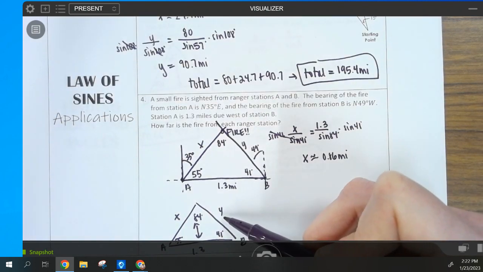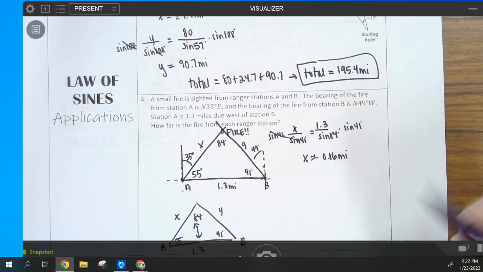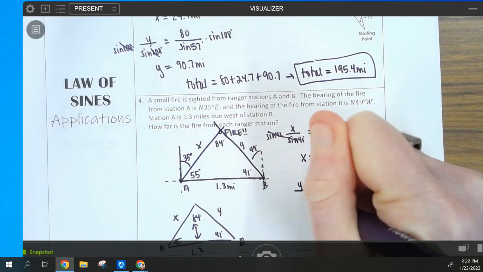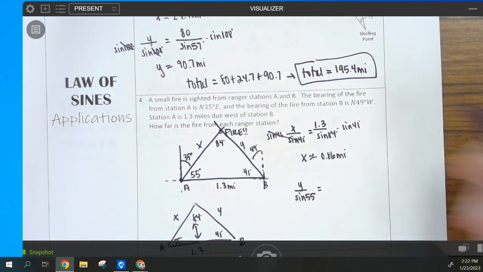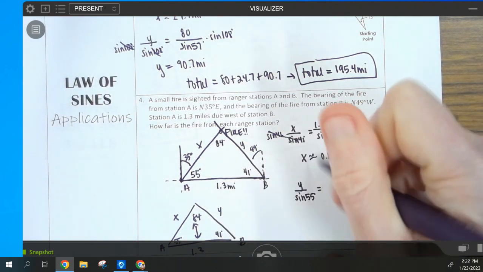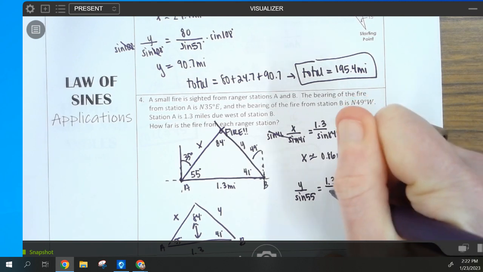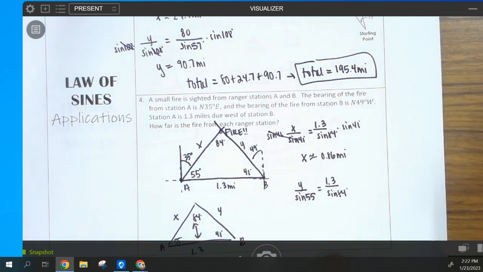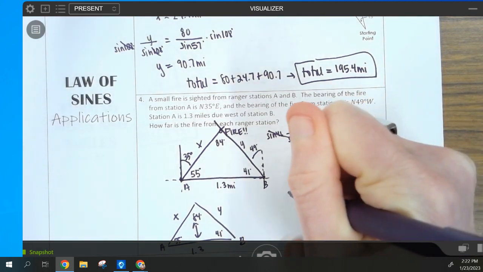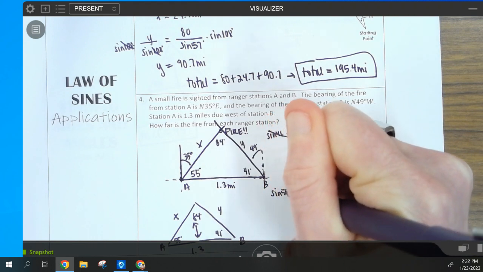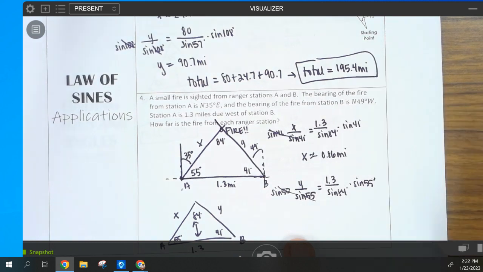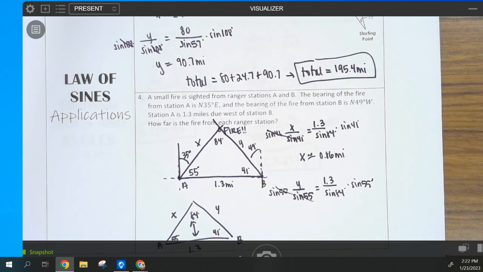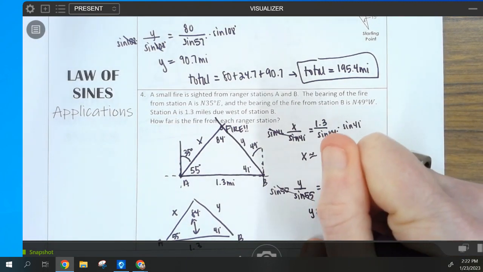If I want to find Y, it's opposite that 55-degree angle, so I would put Y divided by sine of 55 degrees. Set that equal to 1.3 divided by sine of 84 for that angle opposite side pair. Multiply both sides by sine of 55 to clear that fraction. And if I do that math, then I would find out that Y is about 1.07 miles.